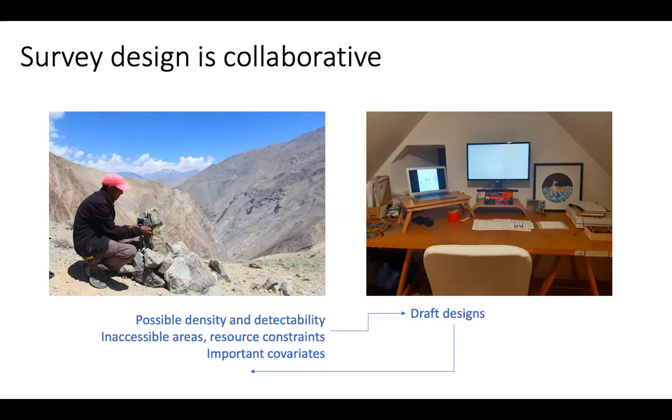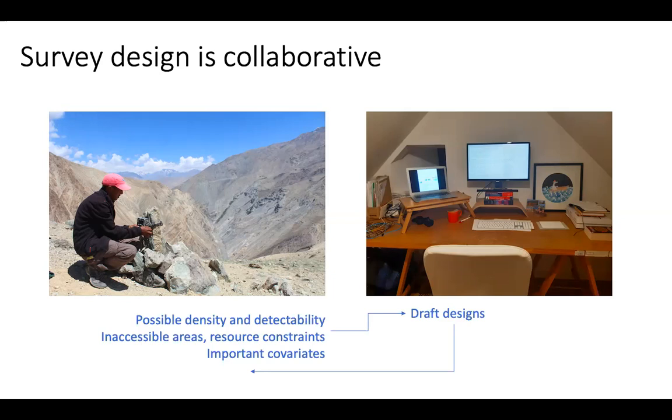Survey design needs to be informed by what's currently known. That can be what's known about the survey region in terms of what areas are inaccessible, how many cameras are available, how much money and time is available, what's known about animal density and detectability in the region, what covariates are important in the region, and so on. And that's stuff that the ecologist has to provide.